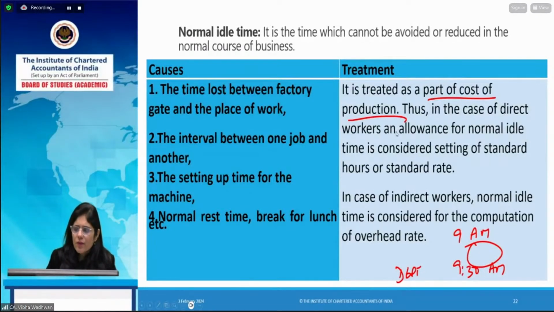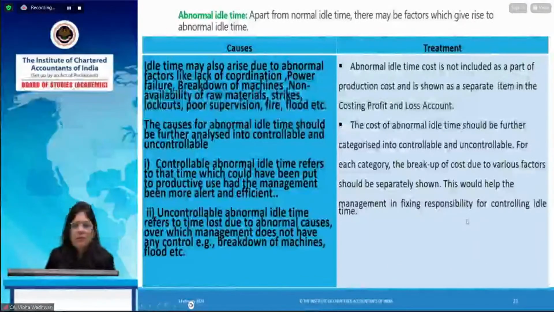So for indirect workers, normal idle time is considered for the computation of overhead rate. Overhead rate means when the indirect labor cost is shared among all the departments or all the products. So we carry a proportionate rate. We calculate a rate on the basis of which the indirect labor cost will be shared. So for that rate, again, we take the normal idle time for calculating the rate as well. Clear? So again, it's part of cost of production.